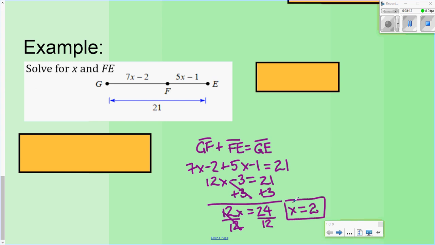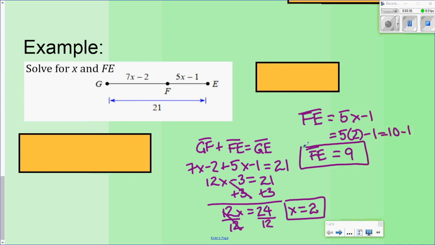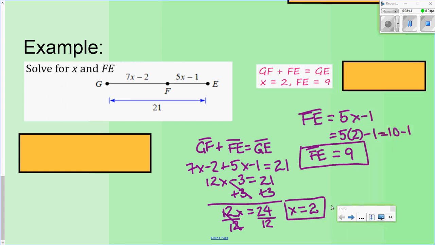But we're not done, because they also asked us to find segment FE. So segment FE is equal to 5x minus 1. We already found x, so we plug it in, and then we solve. So this will come out to 10 minus 1, and then FE is equal to 9. And unveil the answer, and that's what we get.